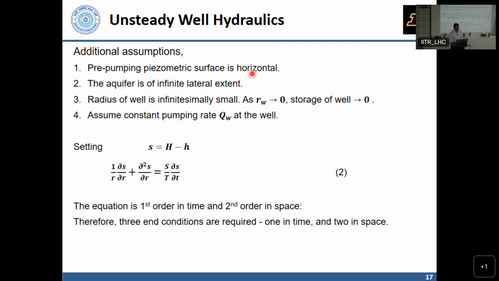We will assume that the initial piezometric surface was horizontal. The aquifer is essentially infinite in extent. The radius of the well is small, so that there are no storage effects within the well that we have to worry about. We can define the drawdown then as capital H minus small h. If we make this substitution, our governing equation is now in terms of small s, the drawdown, and has the same form as the equation in terms of h as well. But now this requires two conditions in space, because it's second order in space, and an initial condition in time. But we have already said that initially we will assume that the piezometric surface is horizontal, so that this is essentially our drawdown.